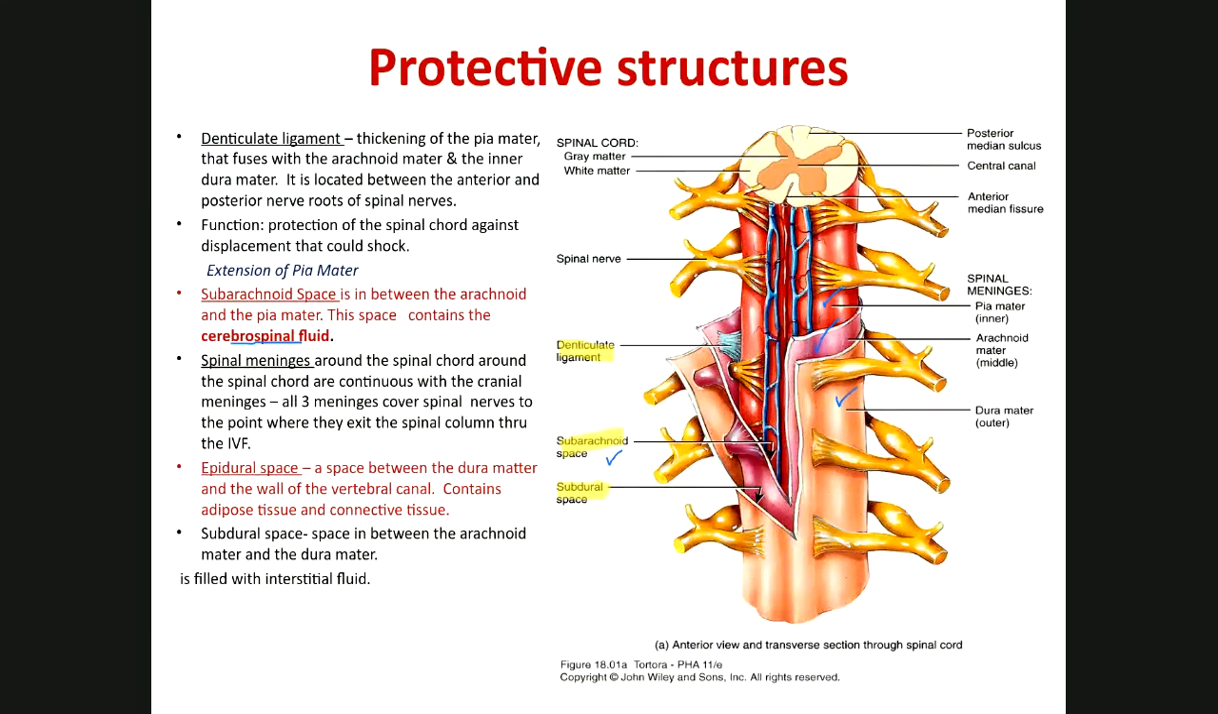Outside the dura mater here is called the epidural space. That contains adipose tissue, venous plexus, and other connective tissues. And then there's another space called the subdural space, which is a very small space between the arachnoid mater and dura mater, and that has interstitial fluid. So you can see how well the spinal cord is protected. It's not like in a hollow vertebral canal. If we also look, there's a connection between the pia mater and the arachnoid mater, and that's called the denticulate ligament, kind of like dental floss. It's the thickening of the pia mater, and it fuses with the arachnoid mater, and its function is protecting the spinal cord against displacement.